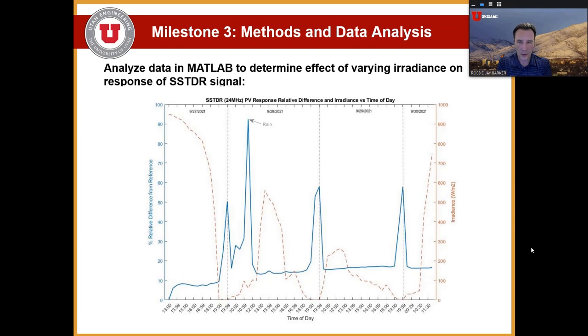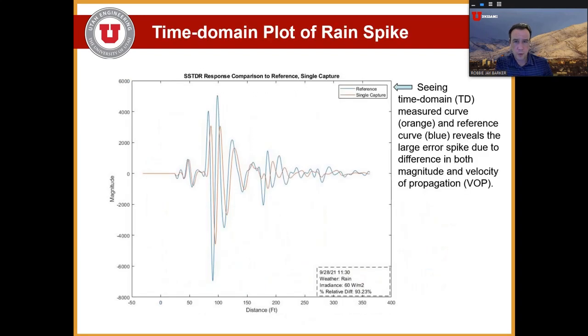And then the large spike, also with the note next to it, was shortly after a rainstorm. So moisture was introduced to the system, and that produced quite a large error spike relative to the reference. And to highlight that more, I show here the time domain response of that spike. And as you can see, the orange curve is the measurement right after that rainstorm. The blue curve is the reference.